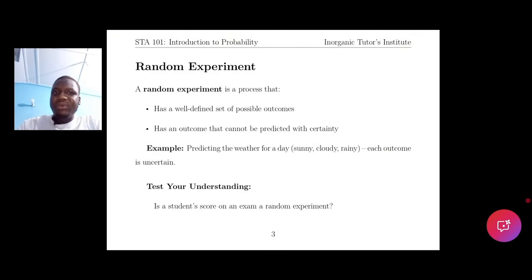So whenever you hear a random experiment, think of two things. One, can I list the set of possible outcomes? Do I know whatever will happen or might happen when I do this? And two, can I accurately tell the outcome, or do I need to perform the activity before I can see what the outcome is? Once these two are satisfied, we have a random experiment.